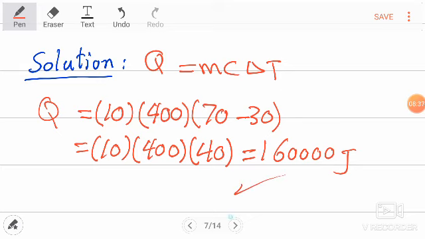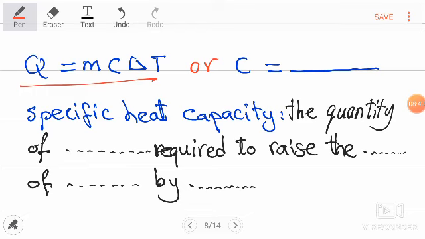Now, Q equals M C delta T. So C equals Q over M delta T. Specific heat equals Q over M delta T.